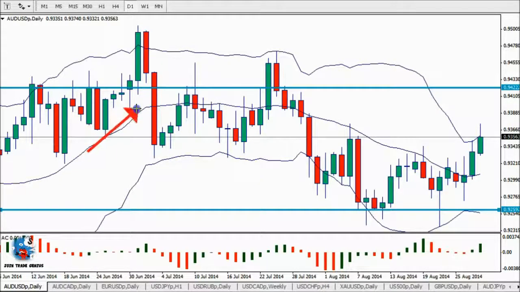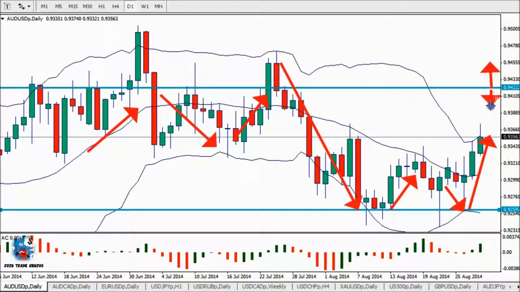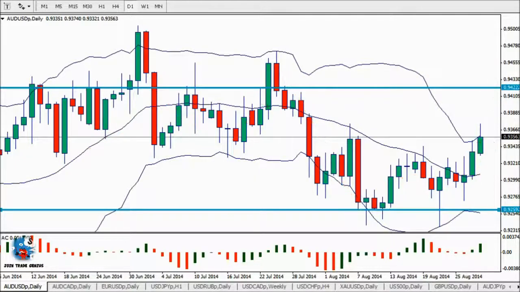However, if we take a closer look now on a daily chart, there is still a ranging market there on the support and resistances. Resistance is around 94.22, that's 0.9422, and the support is at 0.9259. So it's quite a tight range, about 200 pips. And you can trade the range, or you can wait till you get a breakout, basically, before you make your move.